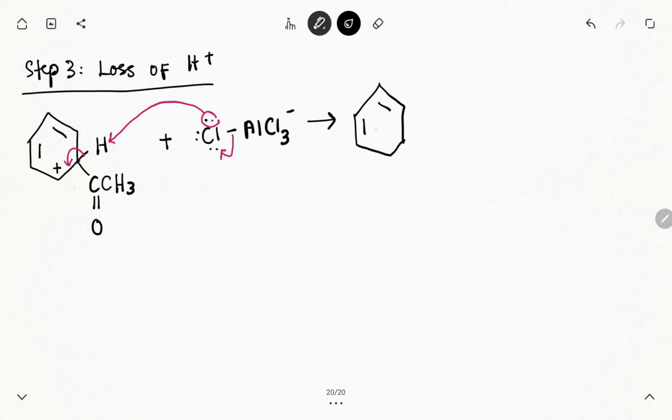So we form the aromatic ring again, and the final product is the substitution product, and we have the side product HCl plus AlCl3.